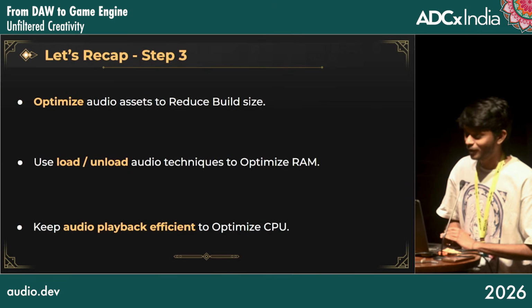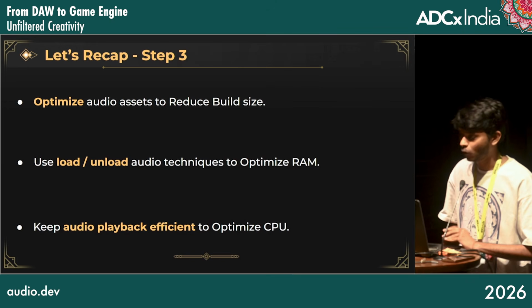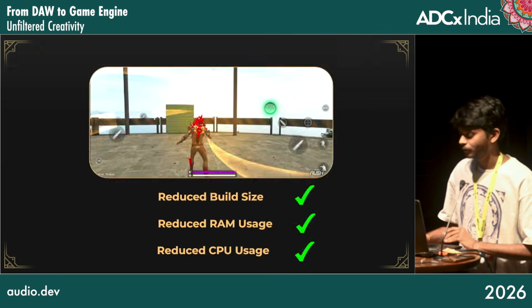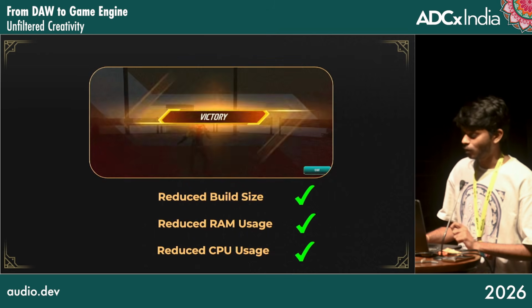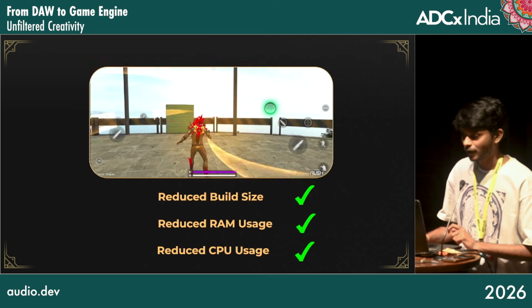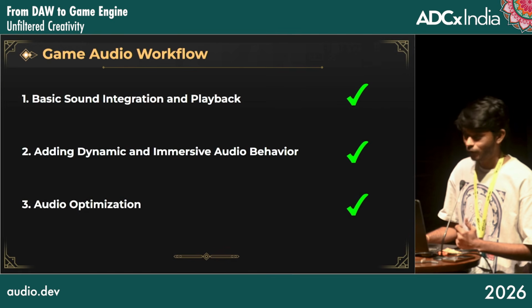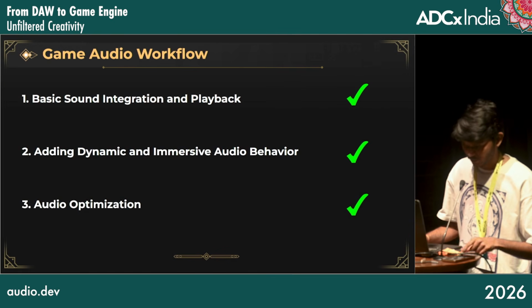So we have optimized the audio assets through reduced build size, used load and unload audio techniques to optimize RAM, and kept audio playback efficient to optimize CPU. With this, we have reduced build size, reduced RAM usage, and reduced CPU usage. We have completed all the steps.